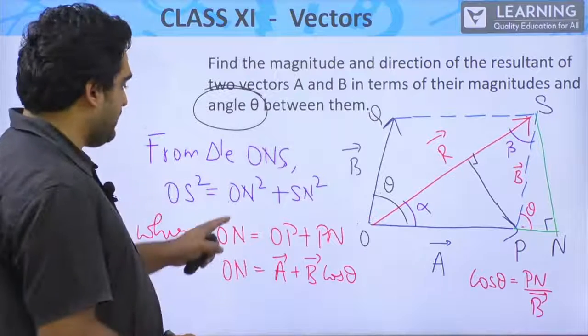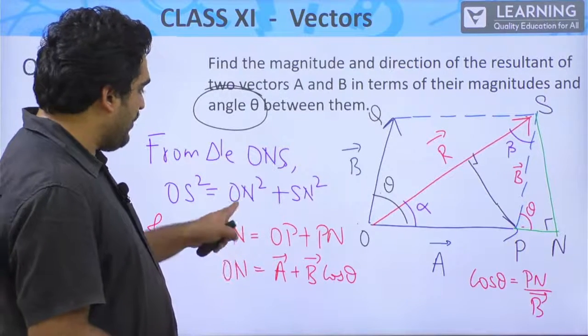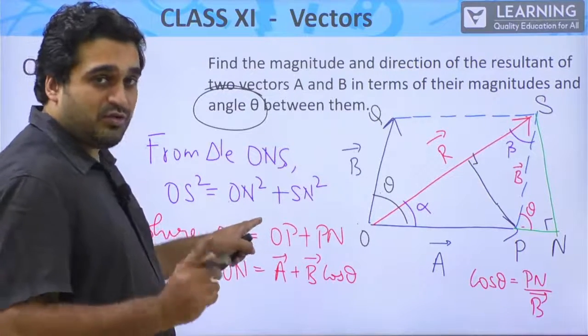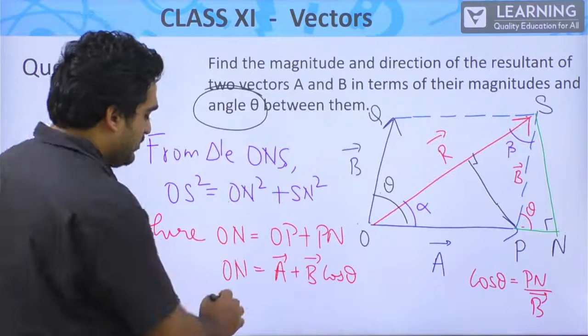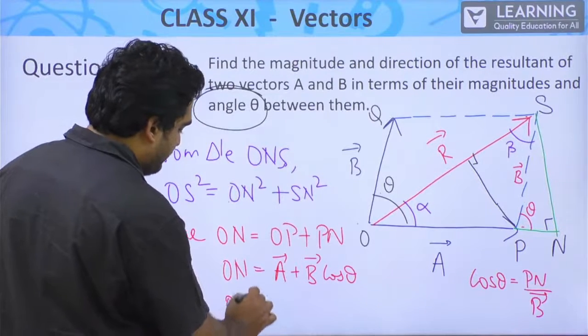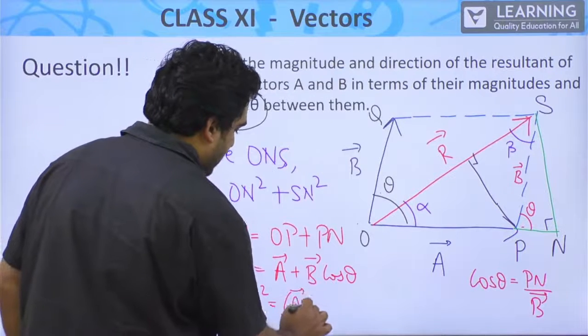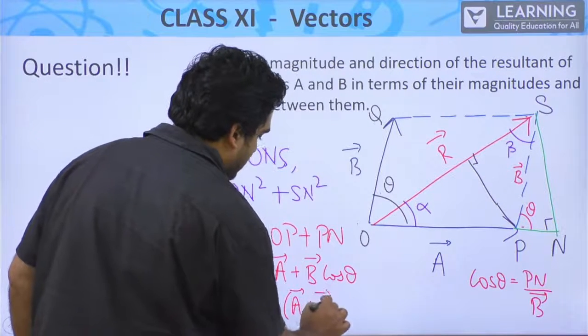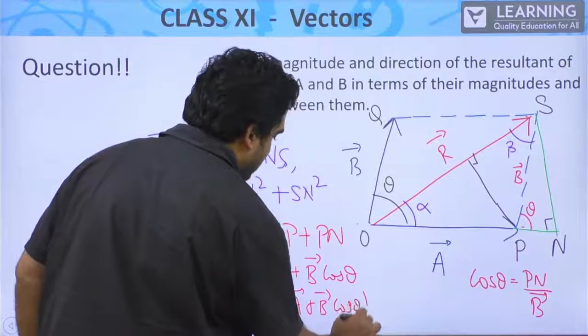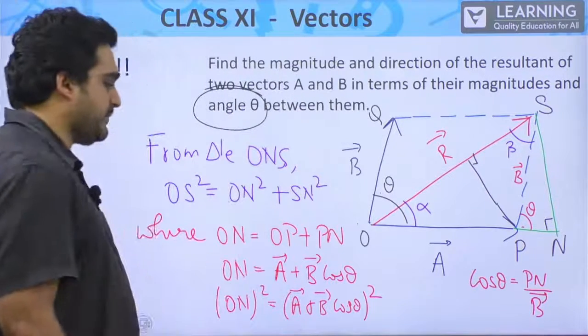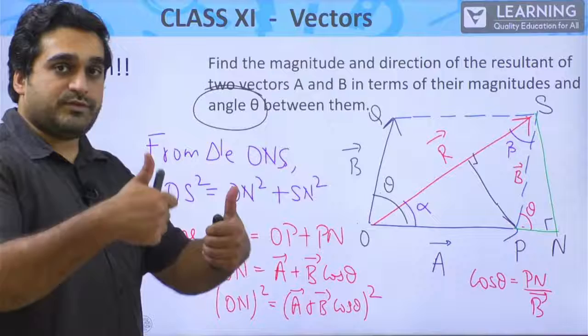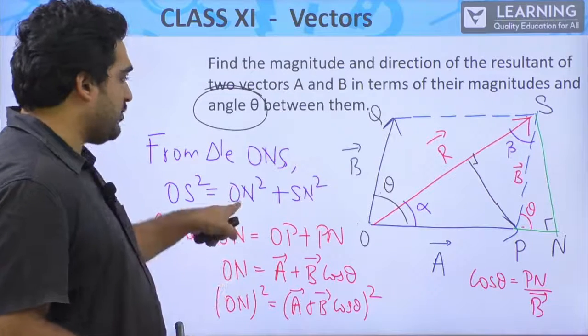Notice one more thing here: you have ON square, not just ON. So ON square will be equal to A plus B cos theta the whole square. Good. So now we have ON square.